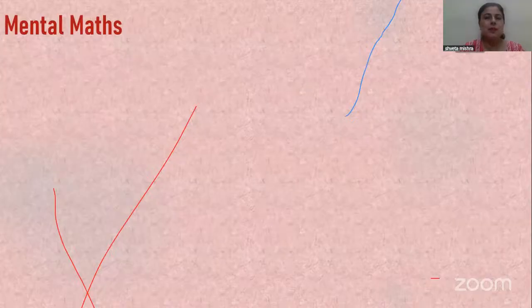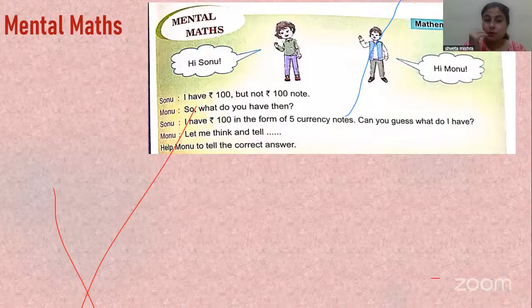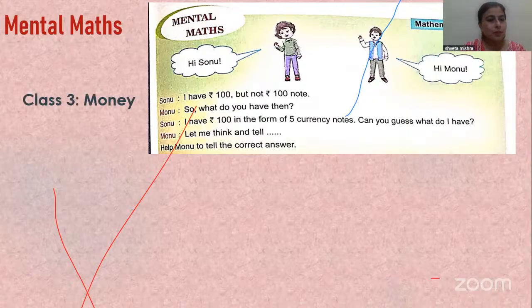Now let's see some examples of mental maths. Here I would like the teachers to help me solve this question. Sonu and Monu are talking. Sonu says, I have rupees 100, but not a rupee 100 note. Monu asks, so what do you have then? Sonu says, I have 100 in the form of 5 currency notes. Can you guess what I have? Now this question is of class 3 level mental maths in money. Can I have the answers in the chat box, please?